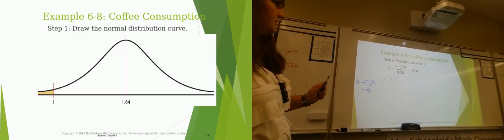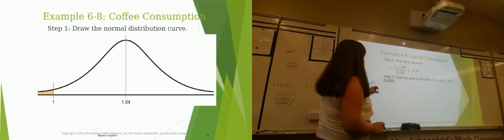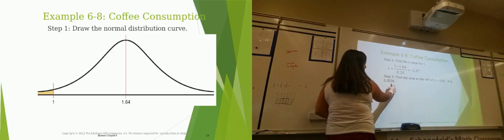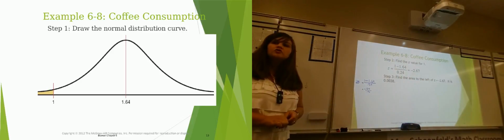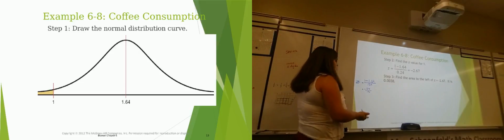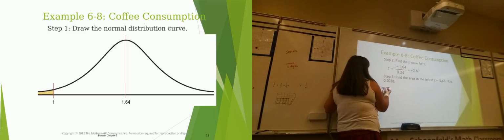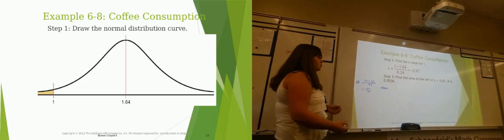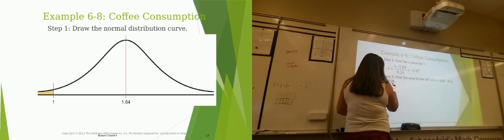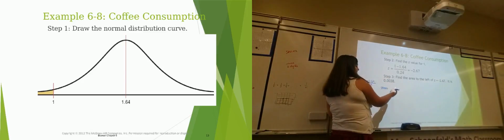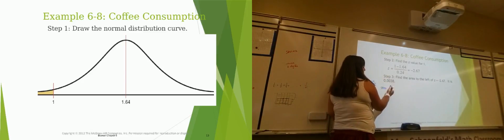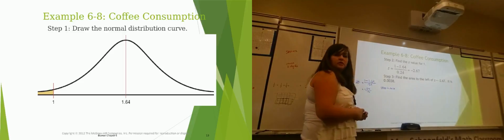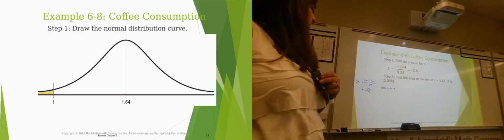Find the area to the left of negative 2.67. When you look at it, you should get 0.0038. Okay, so now what it actually asked about was, if 500 people, how many will drink less than 1 cup of coffee a day? So now we have to transfer. We had this number, times 500, 0.0038. And I have a feeling that the math is already done there.